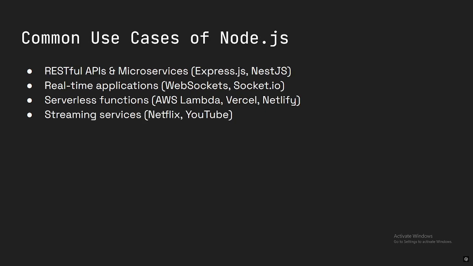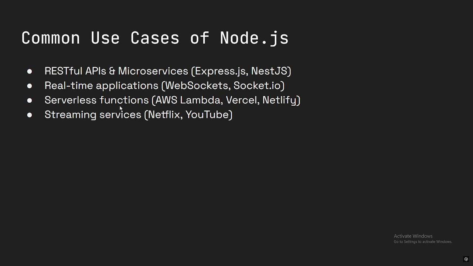And then common use cases: RESTful APIs and microservices. Most people at DePaul learn Express. That's the main thing that we learn, so it's very, very important to know Express. Node is also used for real-time applications like WebSockets and Socket.io, and serverless functions like AWS Lambda, Vercel, and Netlify.